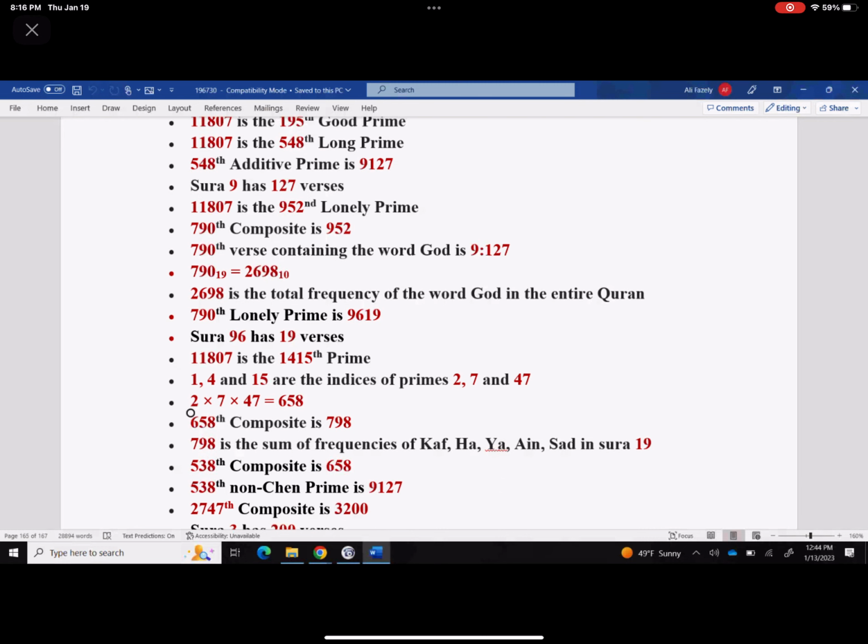But this is the reason it has 19 verses. I'm giving you the reason why. I'm not counting stuff in there. I'm telling you why 96 has 19 verses. I'm telling you why 9 has 127 verses. I'm telling you why K.H.Y.A.S in chapter 19 adds up to 195. This is what I'm telling you. These are not second grade math. Okay? We're not counting stuff anymore. Okay? This is God's expansion.